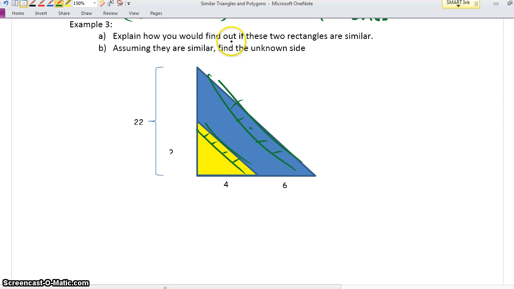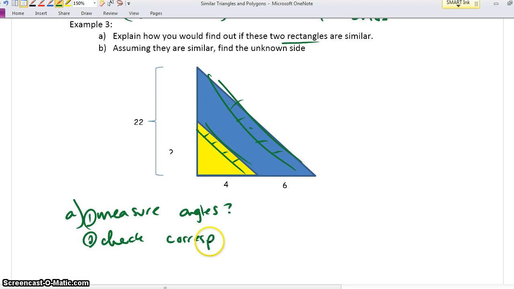So it says explain how you would find out if these two are similar. And then assuming they are similar, find the unknown side. Your finding out might be measuring angles, perhaps. So you get out a protractor, you might measure some angles. Second way you could find out is to check corresponding sides. Right? See if the corresponding sides are proportional. B tells us then, assuming they are similar, now find the unknown side.